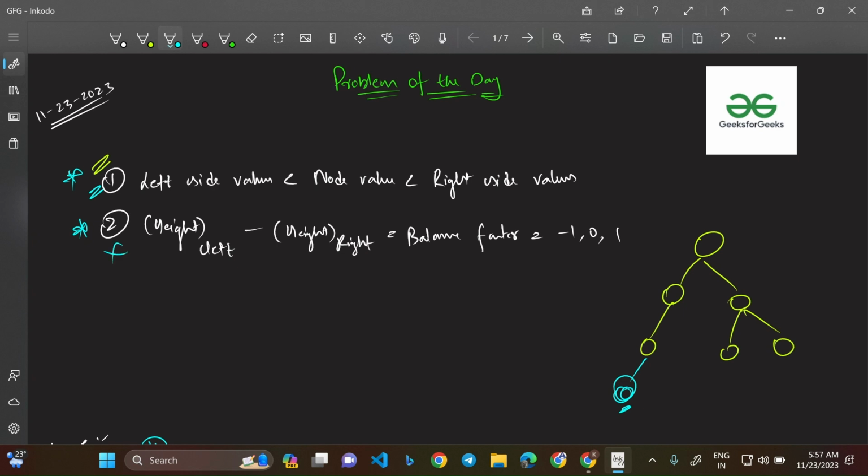Don't forget about the second rule now. Okay, do not worry about the second rule. Only according to the first rule, the node can be put here. Okay, now see the second rule.